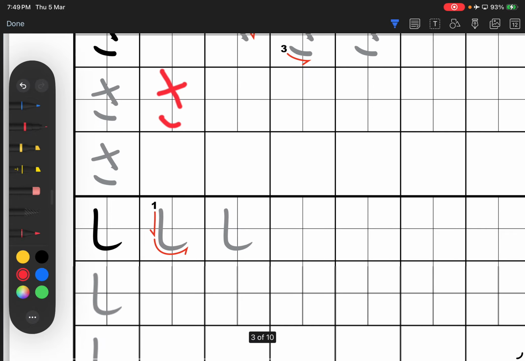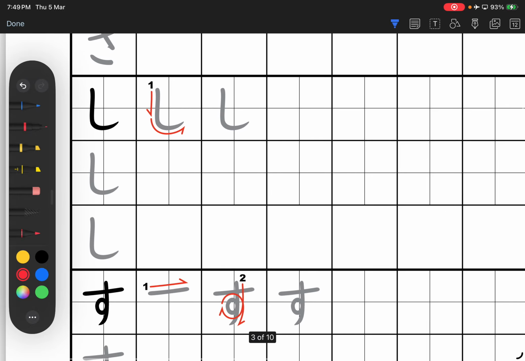We have shi. S-H-I, shi. Because this one doesn't have the Romaji, which means the English characters, if you don't know how to read this, you can refer to the one in your book. Right, so this is shi. Shi, very easy, like that. It is just an inverted candy cane, very simple.